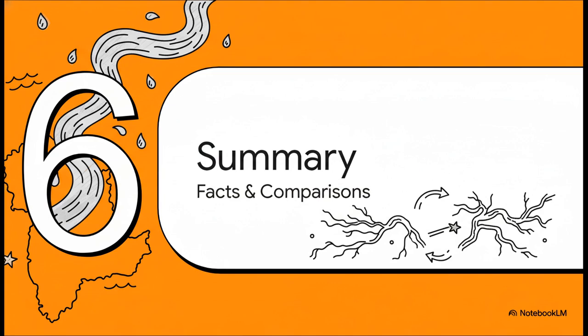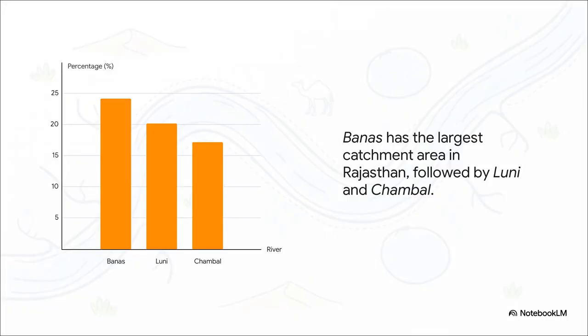Okay, we have covered a ton of ground, so let's take a minute and just consolidate everything with a quick summary. We'll focus on the key facts and comparisons that are the most important ones to lock in. So, if we ask the question, which river collects water from the biggest chunk of the state? In other words, the largest catchment area, this bar chart gives us a super clear answer. The Banas River is number 1, covering more than 24% of Rajasthan's total area. That's followed by the Luni and then the Chambal.